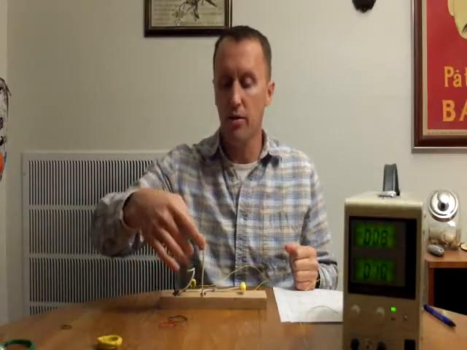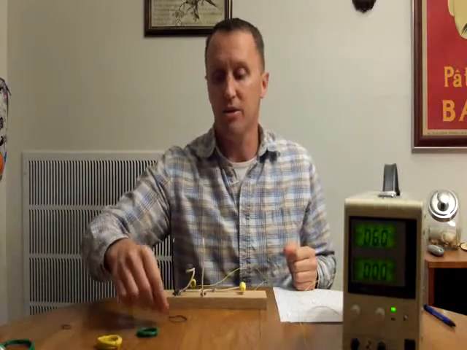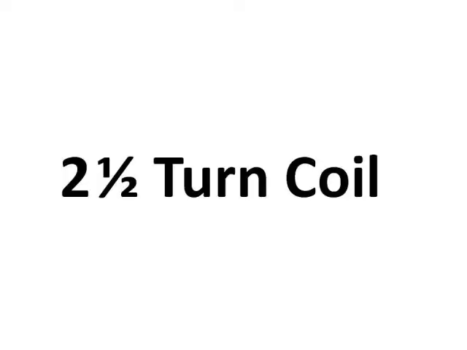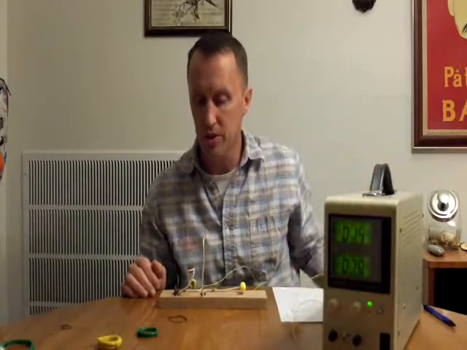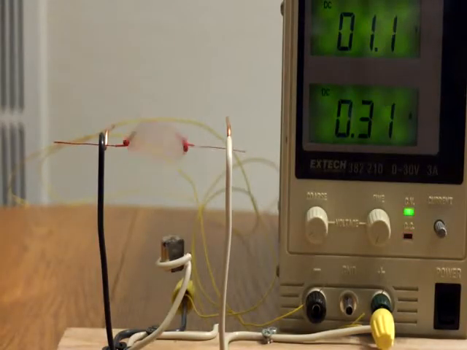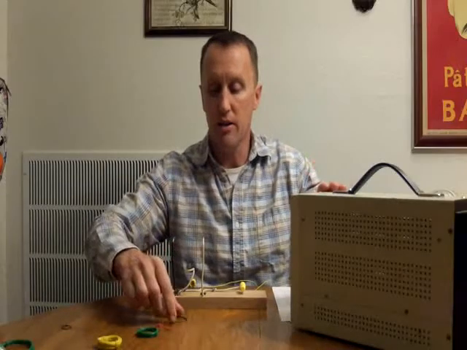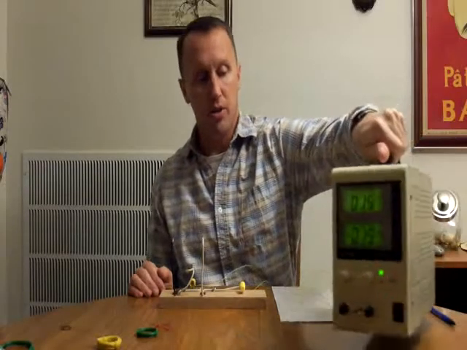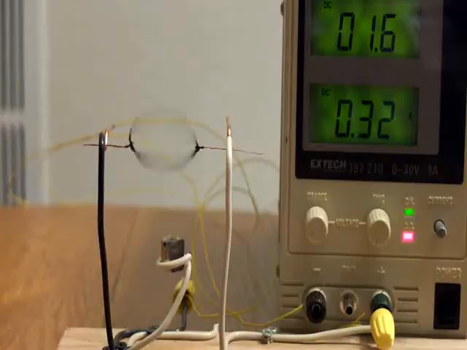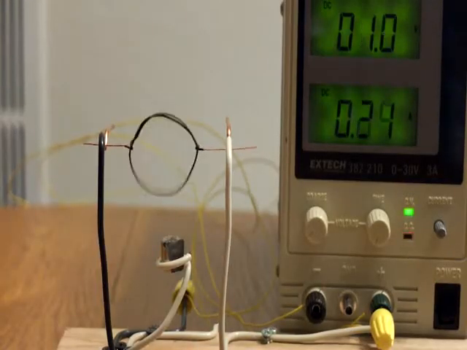Alright, let's move down drastically now to about a 2.5-turn coil. Okay, there's the same current and voltage, but quite a bit slower, with the same amount of current and only 2 turns. Okay, and then lastly I'm going to show you what 1.5 turns looks like. Okay, that's about the same current and voltage, and just quite a bit slower.